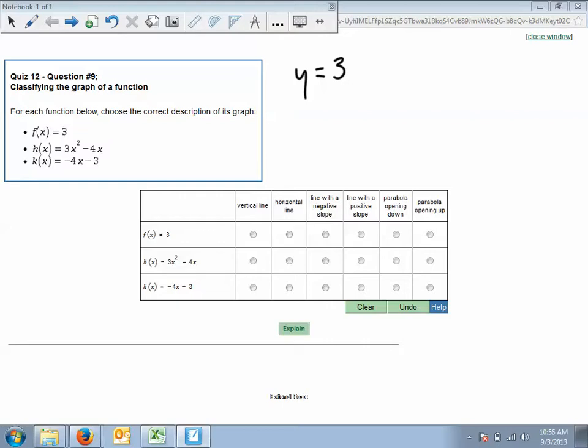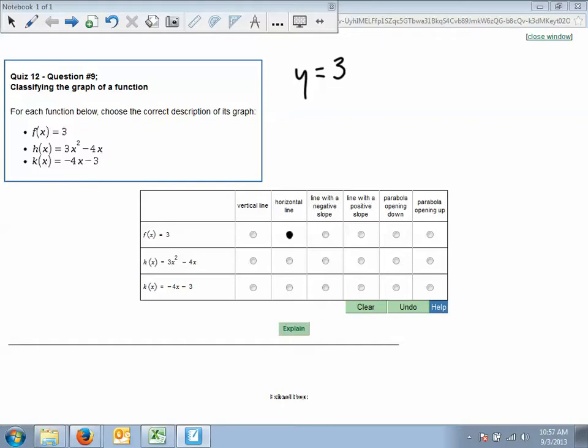So we know that the first one is y equals 3. Anytime we have a function that is in the form y equals a number, that means it's just going to be a horizontal line that goes through that number, because this is just saying that no matter what your x value is, your y value is always going to be 3. If we were to think of that as a graph, that would be just a horizontal line going through 3 on the y-axis. So we would select horizontal line for that first one.